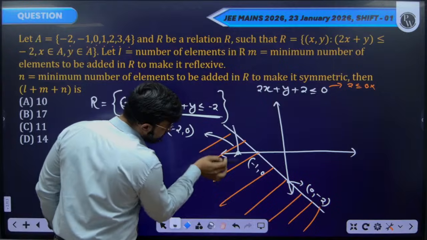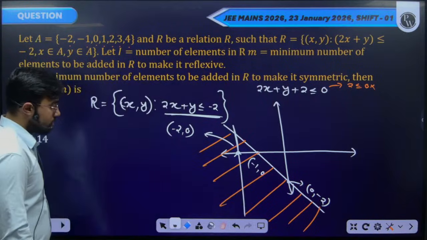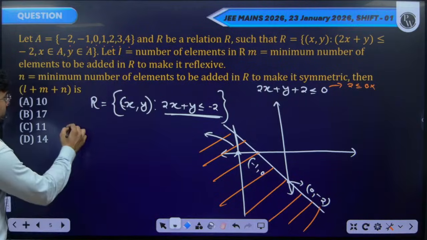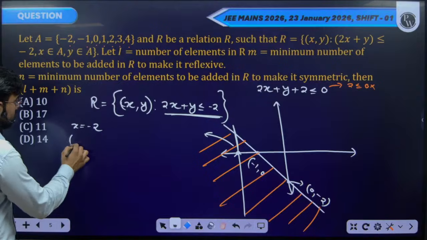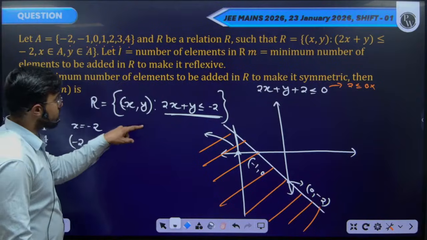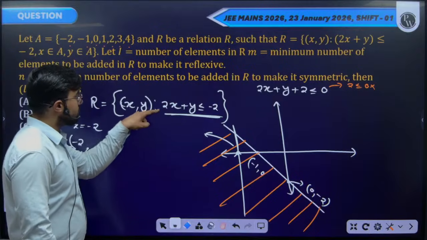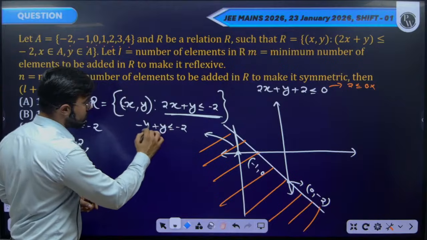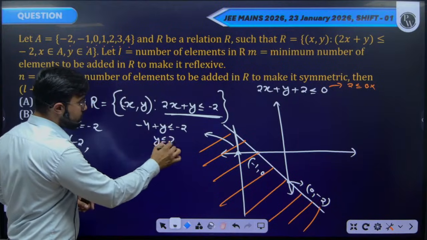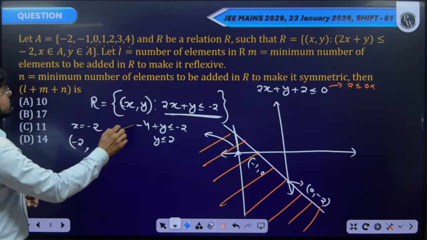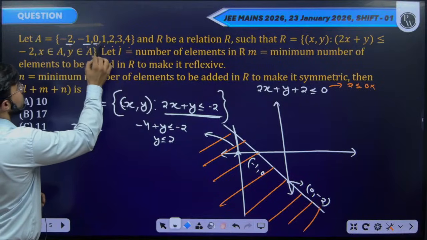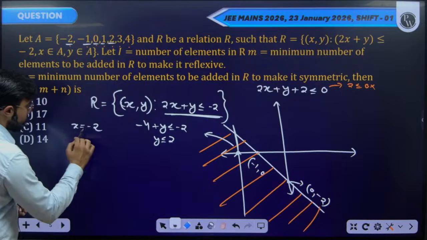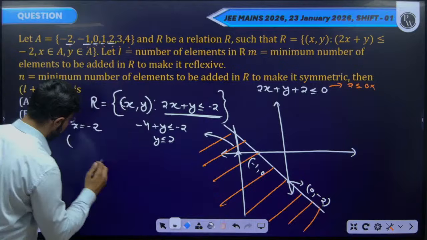What about these points? What are the points corresponding to minus 2? Put x equals minus 2. So if you put minus 2, this is minus 4, minus 4 plus y less than or equal to minus 2. Take this minus 4 to this side, so y should be less than or equal to 2. So what are the values which are less than or equal to 2? Minus 2, minus 1, 0, 1, 2. So for x equals minus 2, we have 5 ordered pairs. What are the ordered pairs?